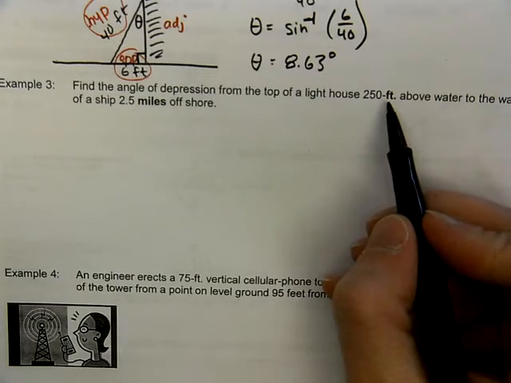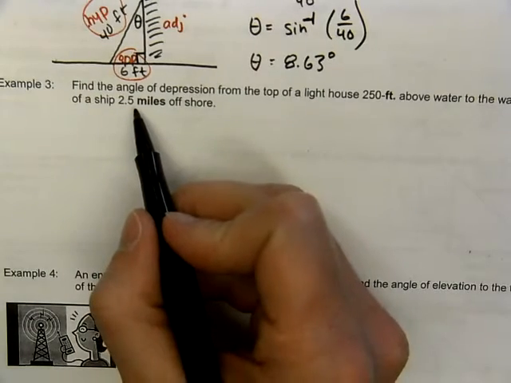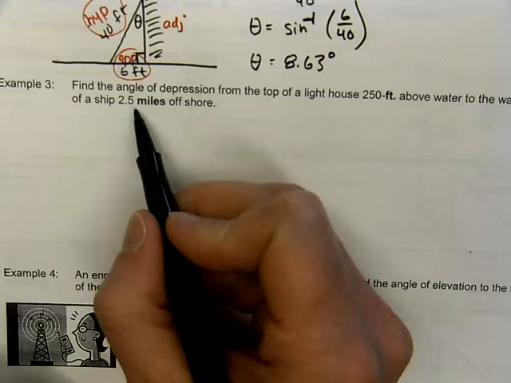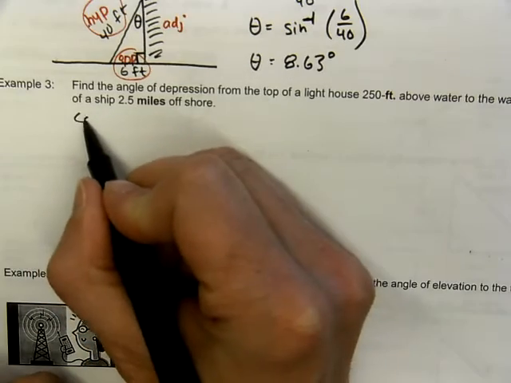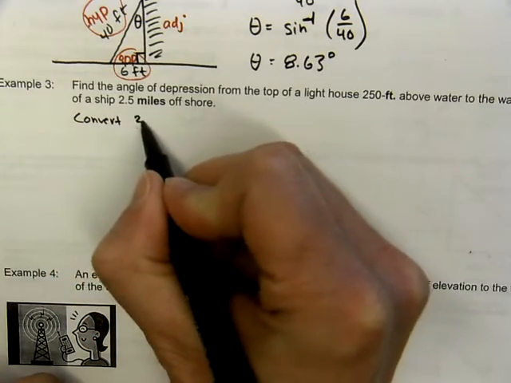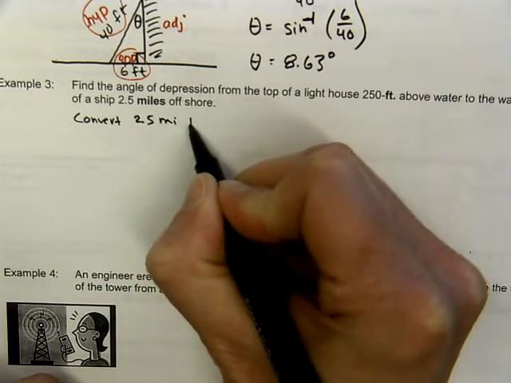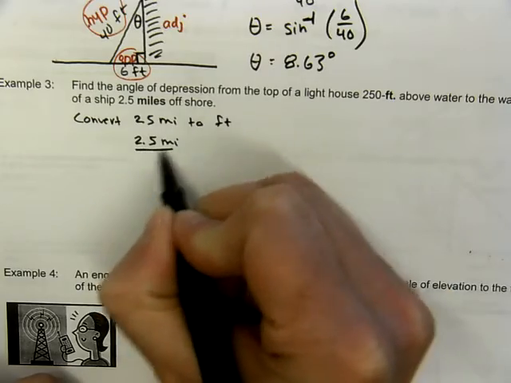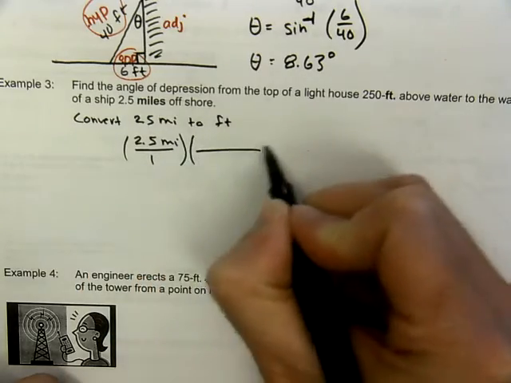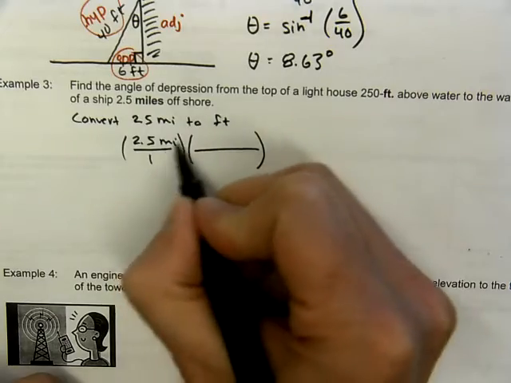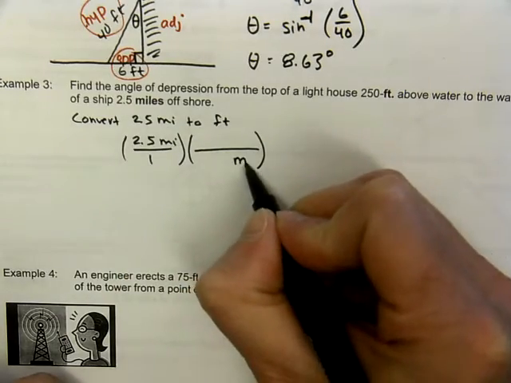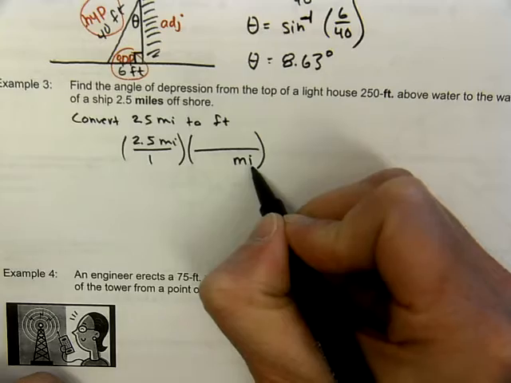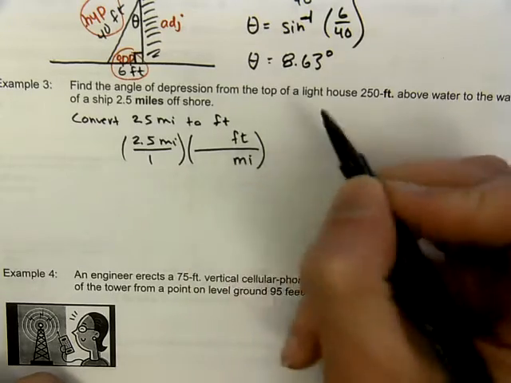We have a lighthouse whose height is measured in feet, but we have a ship out from the shore measured in miles. So we want to convert both of them to the same unit. Let's convert everything to feet. I'm going to start off by converting that 2.5 miles to feet. Here's my multiplier: 2.5 miles, set that up over 1, and we want to match the units first. We want miles to disappear, so we're going to put miles in the denominator on a multiplier.